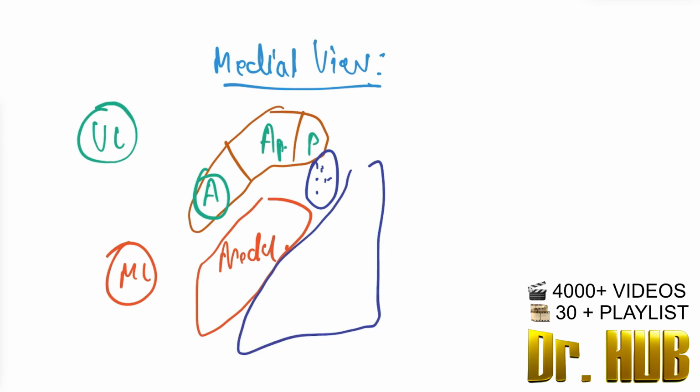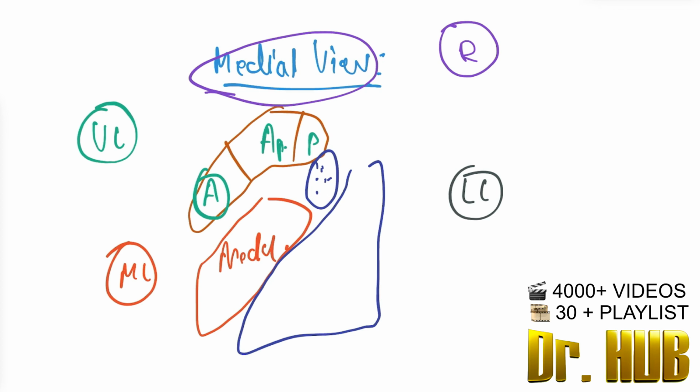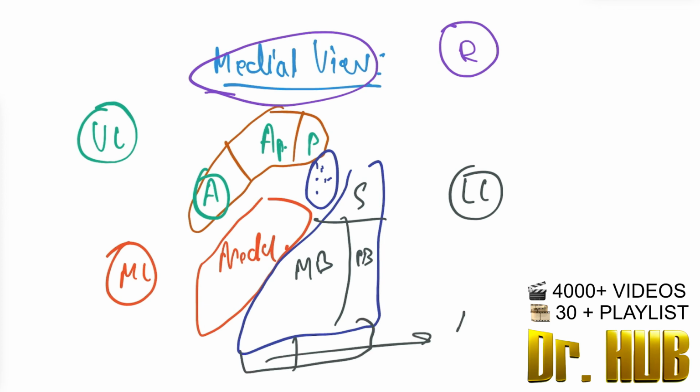Under the lower lobe, it is again divided. We are focusing on the right lung medial view, so let's write right so that there is no confusion. This is the lower lobe, and there is the superior, the posterior basal, the medial basal, then also the anterior basal, and the lateral basal as well.